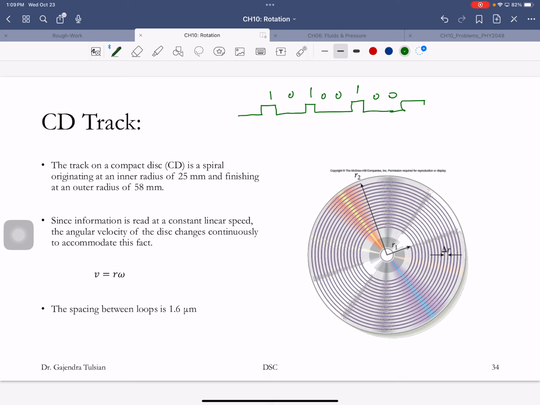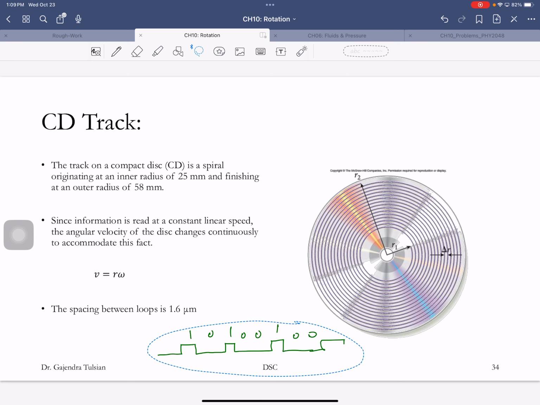The way you're reading that data is, there's a laser beam pointing like that, and you're looking at the reflected beam. If you hit a bump, there's not a strong reflection. When you hit a flat spot, there's a strong reflection. So when you have a strong reflection, that's read as a 0.